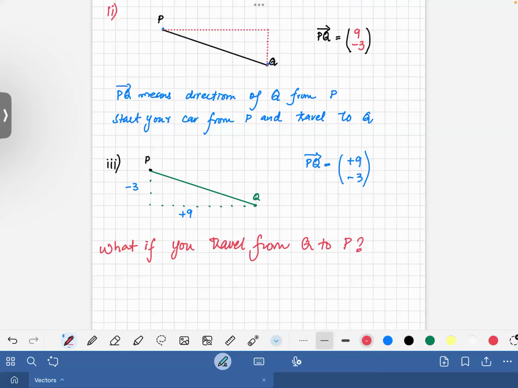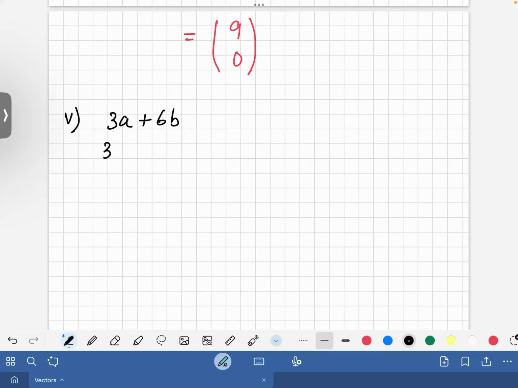Yes, sir. But multiplying a scalar with a vector, I'm still a bit confused. Okay, so let's do one more example here. This is example number 5. It says 3a plus 6b. So 3 times a plus 6 times b. Understood? The value of a in the question is 2, 3, and the value of b in the question is -5 and 6. Now we have to multiply this 3 with both of them.